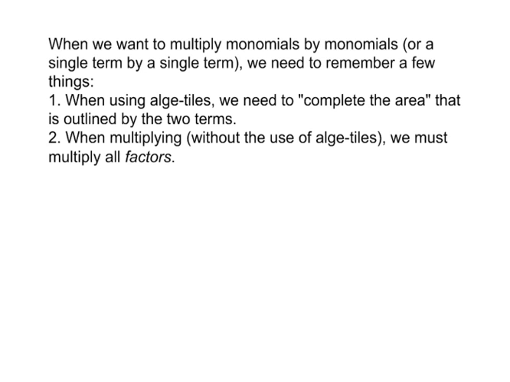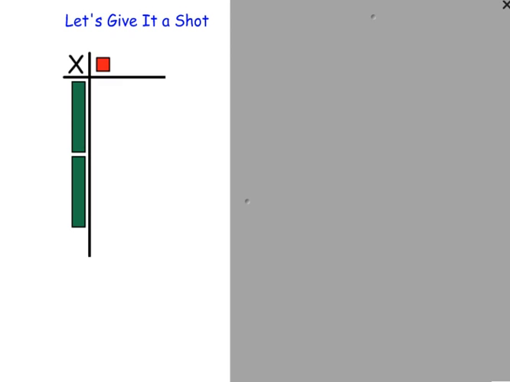But when we're multiplying without the use of algetiles, we must multiply all the factors. And again, I'll get into that once we get into an example. Just remember you need to multiply all the factors. So let's look at an example.